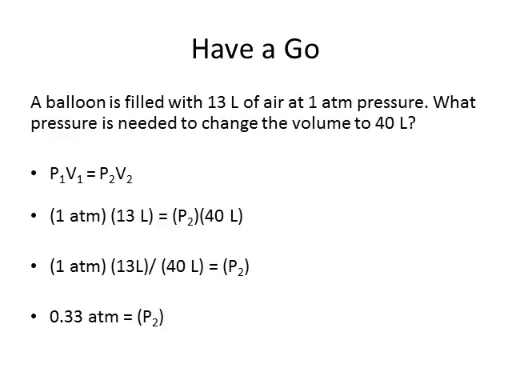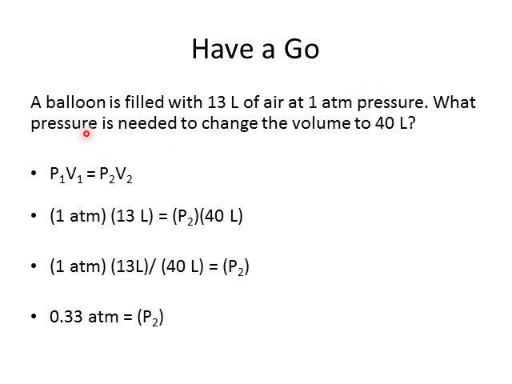Let's have a look at a second one. A balloon is filled with 13 litres of air at 1 atmosphere pressure. What pressure is needed to change the volume to 40 litres? So again, let's look for our pairing. 13 litres, litres being our volume, at 1 atmosphere being my pressure. So the 13 litres and the 1 atmosphere are a pair.